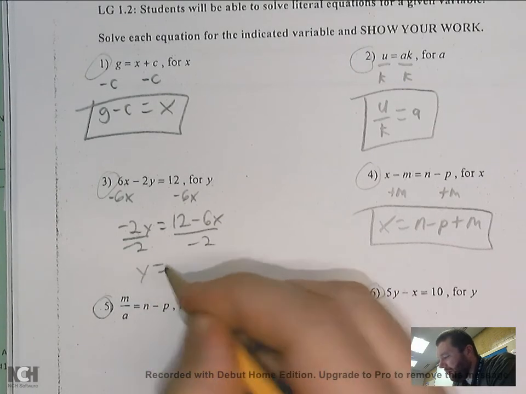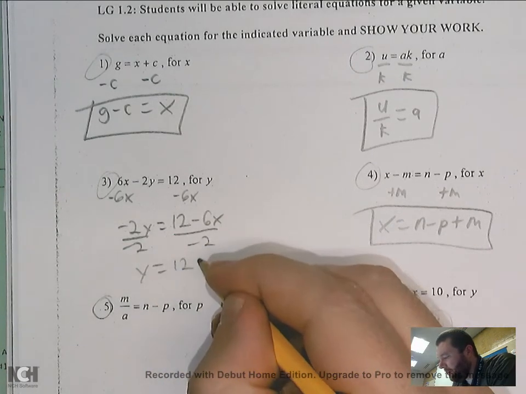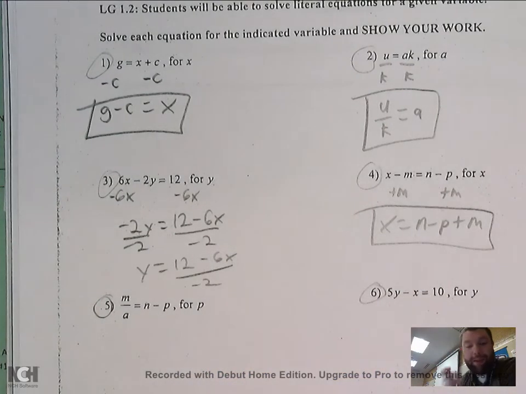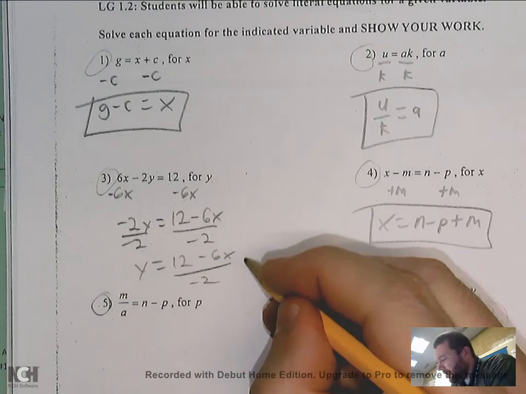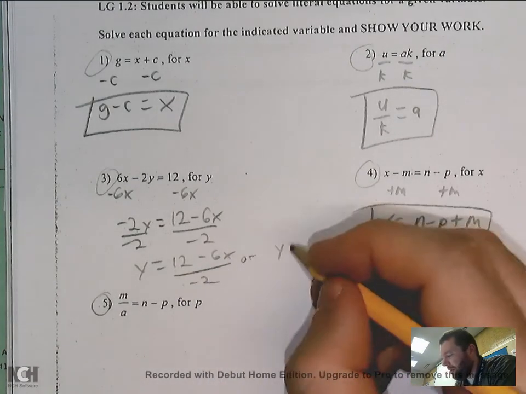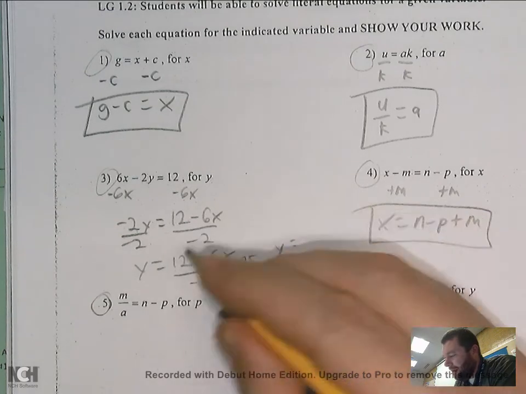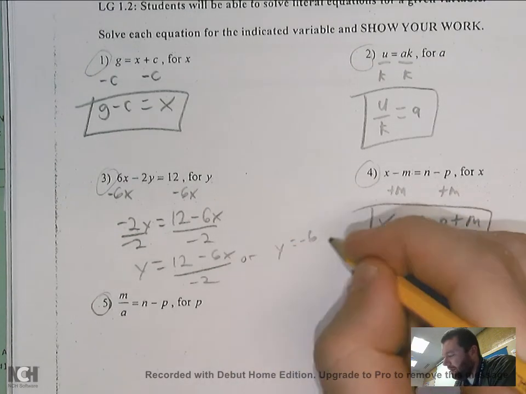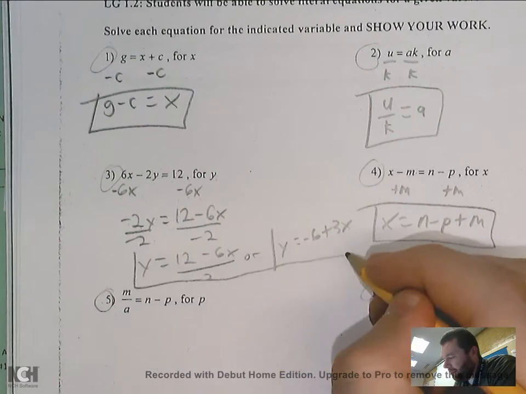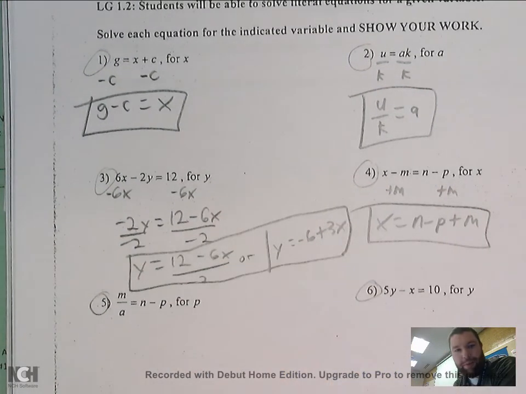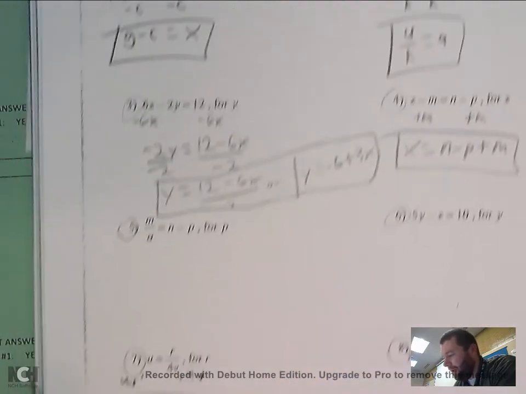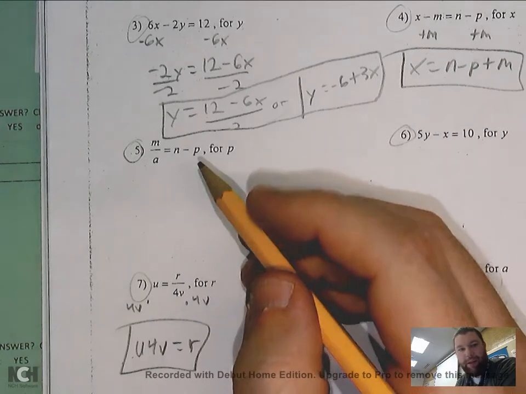And y is going to equal 12 minus 6x divided by negative 2. Now that's a perfectly acceptable answer. Another way I could write this though, because 2 can divide into both those terms, I could write it as y is equal to negative 6 plus 3x. And both of those are acceptable answers. I'd recommend just leaving the negative 2 there. It's fine. Okay, let's look at another example.